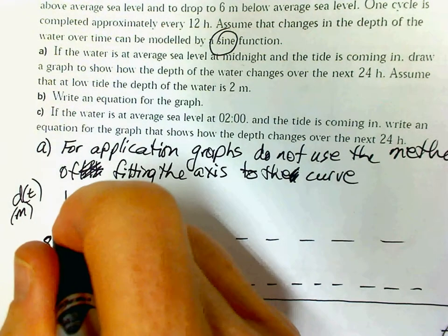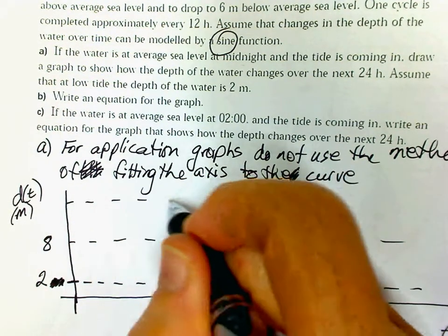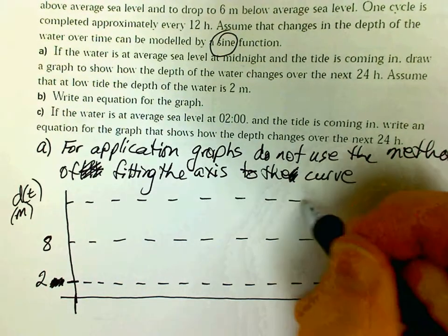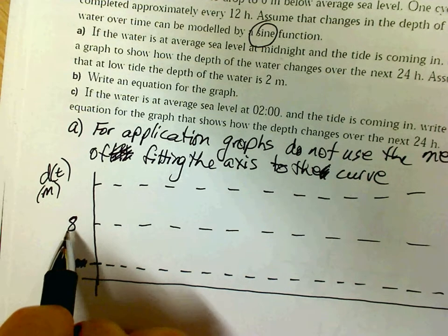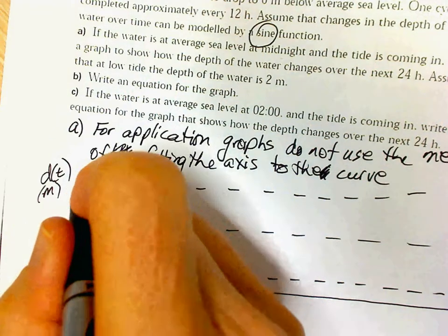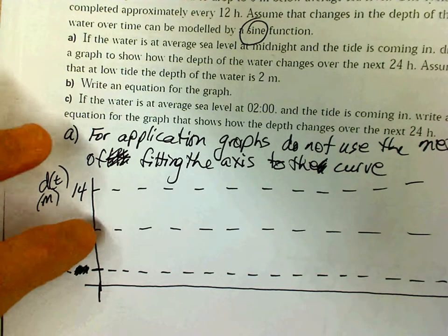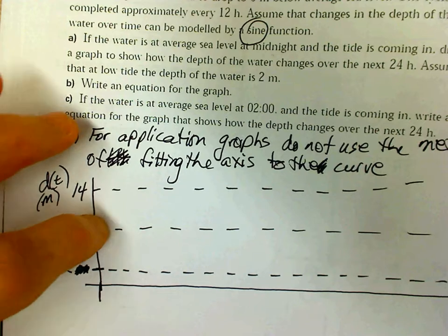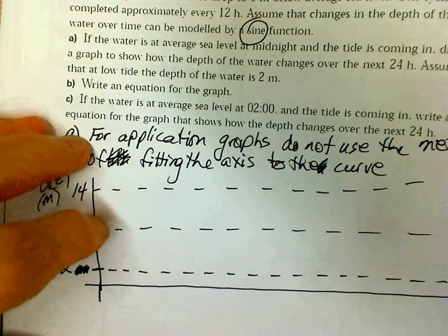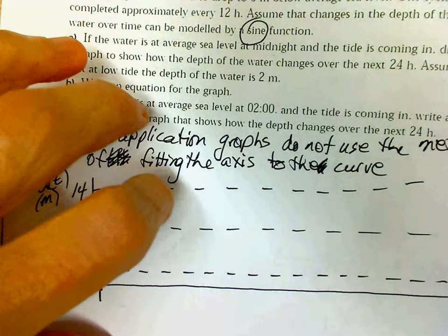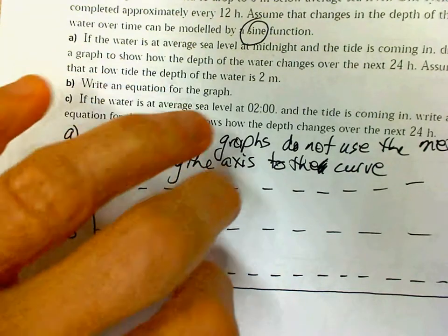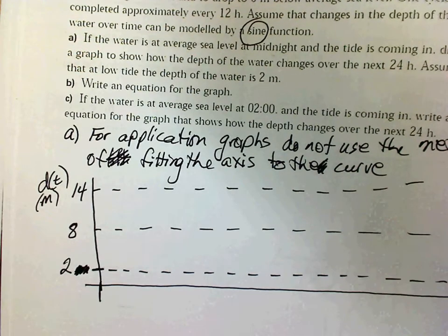And then it's going to go 6 meters above the average sea level. So if we add 6 to that, we get 14, right? So average sea level is at 8. It's going up to 14, back down to 8, down. It follows a cyclical pattern or a sine function, going up and down, up and down.